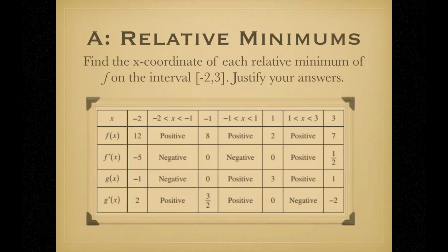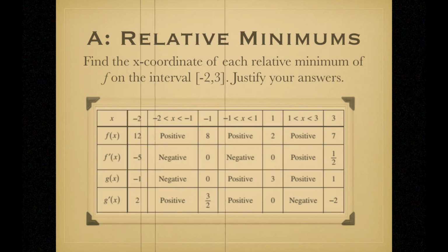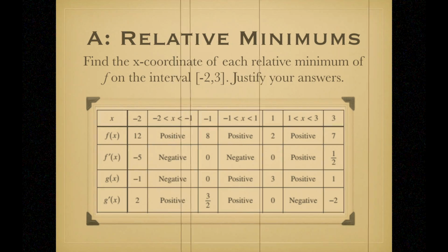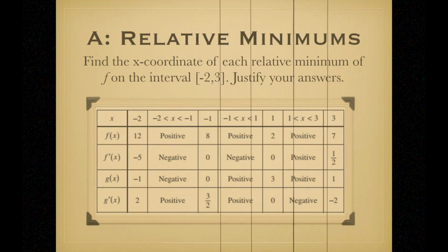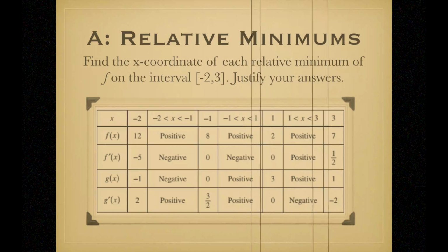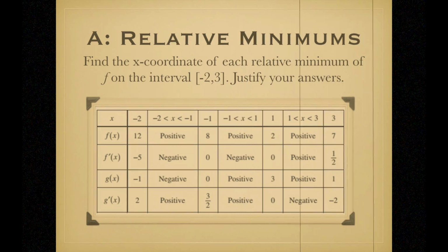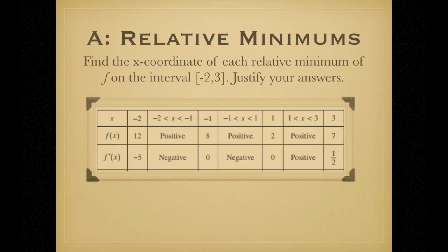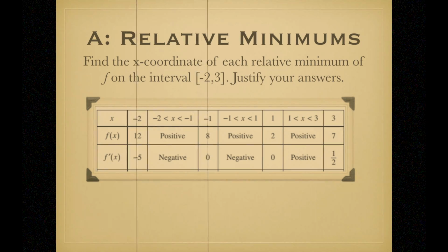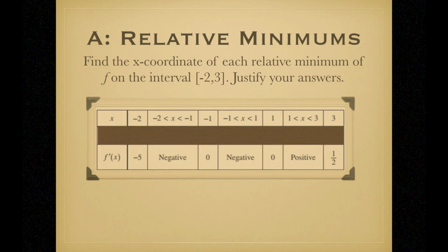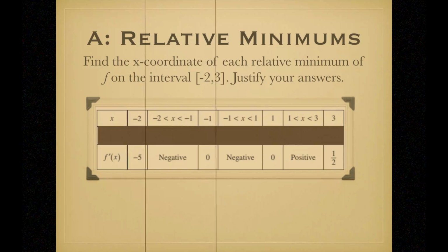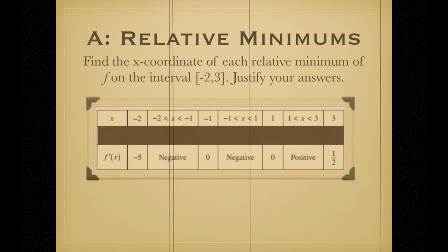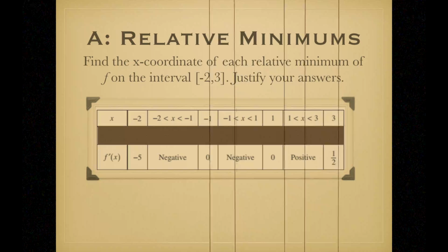Part A wants the x-coordinate for all of f's relative minimums on the interval -2 to 3. The first thing we should do is narrow down the information to what we really need. This problem doesn't ask about g, so we can bump all that off. And we use the derivative of a function to find its relative maxima and minima, so say your goodbyes to f of x. Remember, because a function's derivative is its slope at a point, when f prime of x changes from negative to positive, f of x changes from decreasing to increasing.